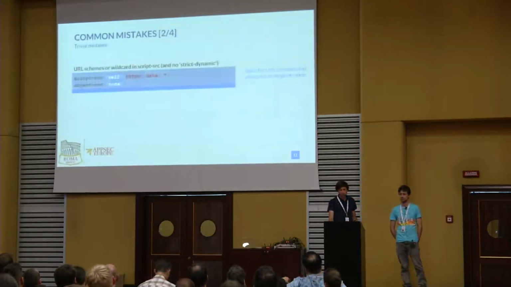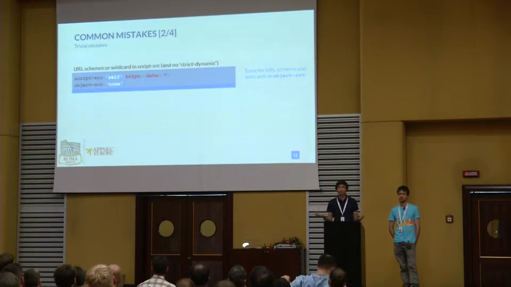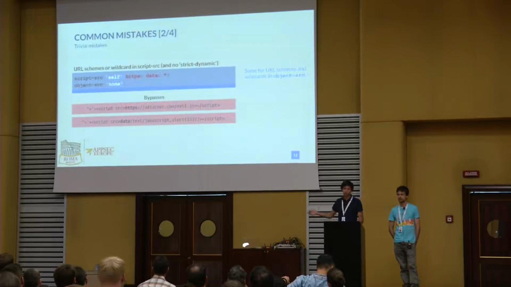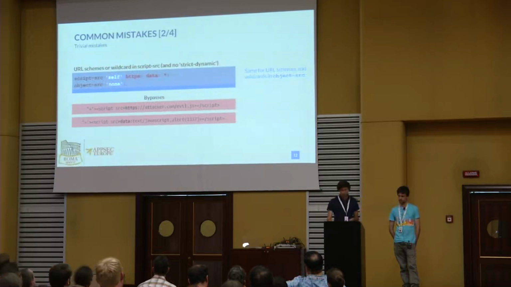Another trivial one, people add schemes as a source like https:, data:, or wildcards like star. Again, you can't do inline script, but you can source your script from wherever, right? So it's basically no protection again. So you could, for example, source it from attacker.com/evil.js and it will execute again, right? Again, very trivial. Same holds true for object-src, by the way.